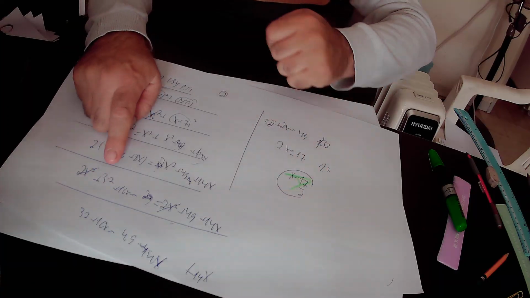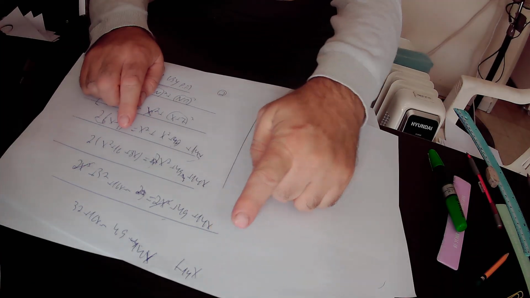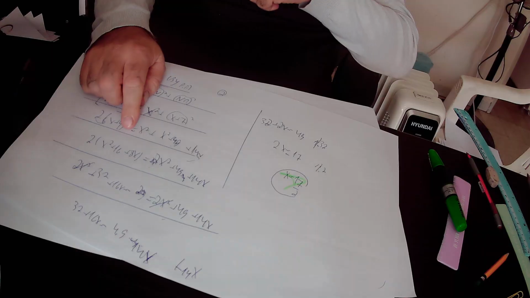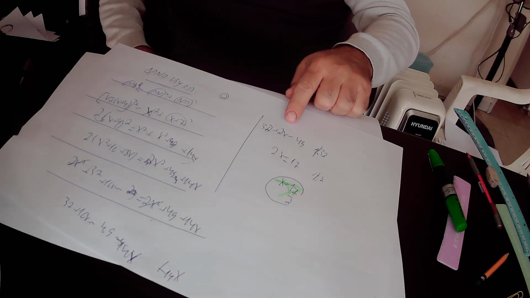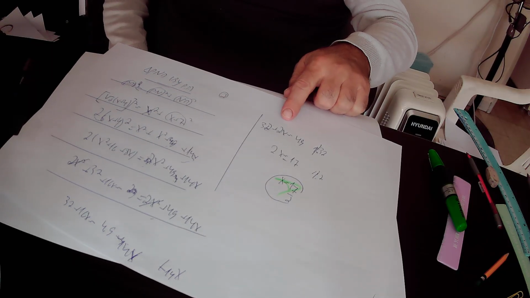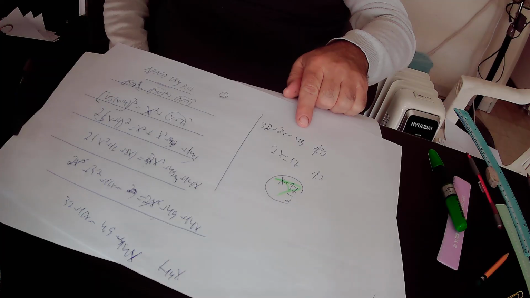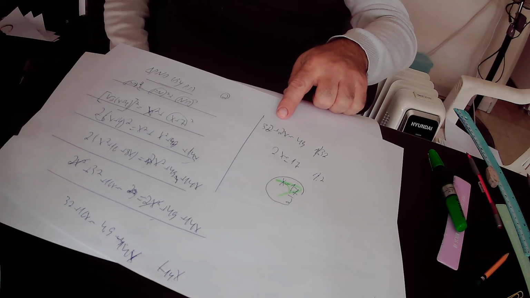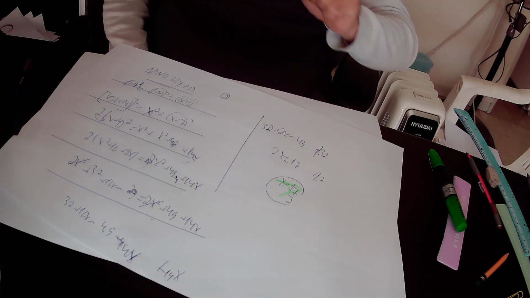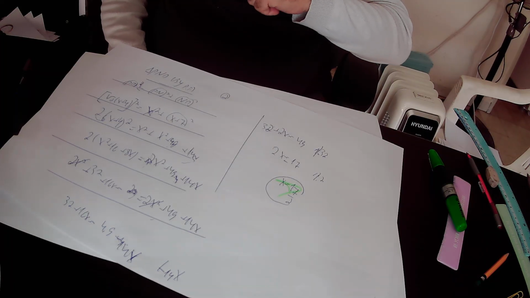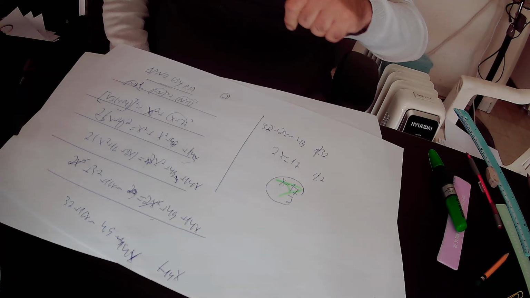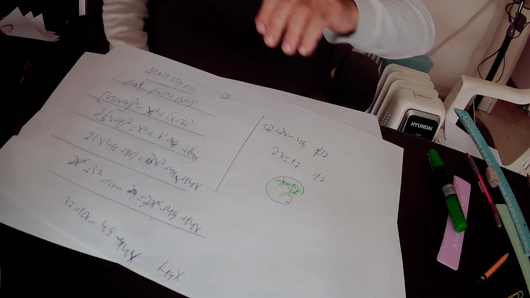plus 14x. So here we subtract 14x from both sides, and finally find out that 32 plus 2x equals 49. Here we subtract 32 from the equation, and finally find out that 2x equals 17. Here we divide the equation by 2, and finally find out that x equals 17 halves.